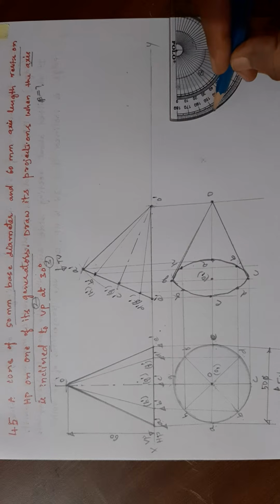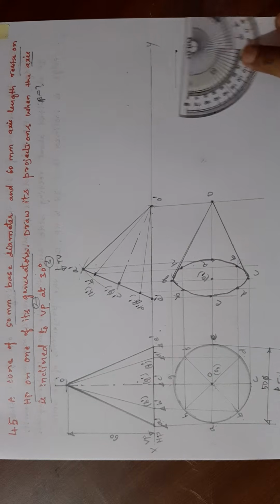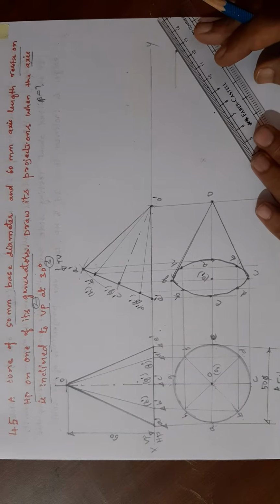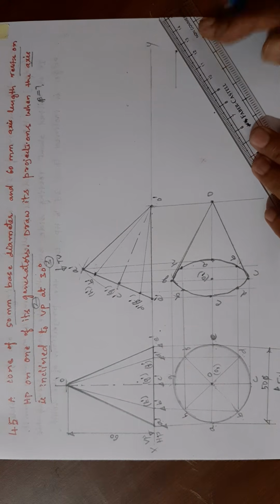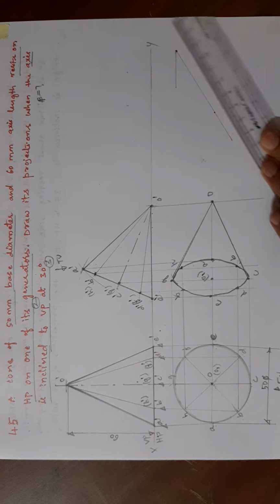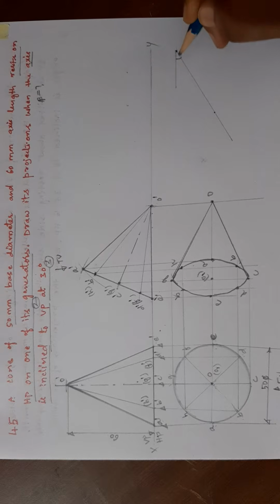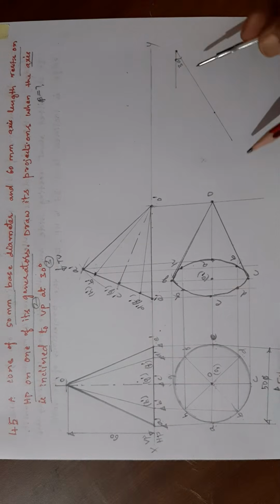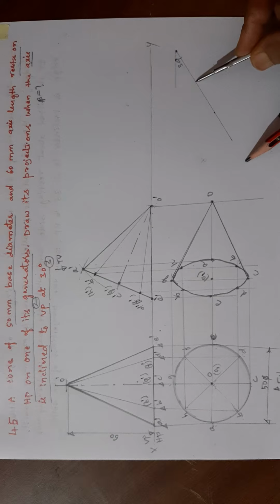Measure 30 degree in anti-clockwise direction. So join that point to the horizontal line here. See, that point to the horizontal line. Now this angle is 30 degree. Then we can accommodate this on this here.